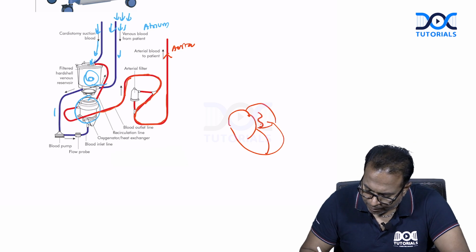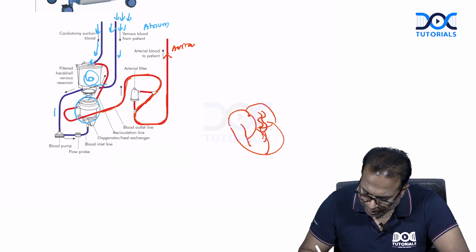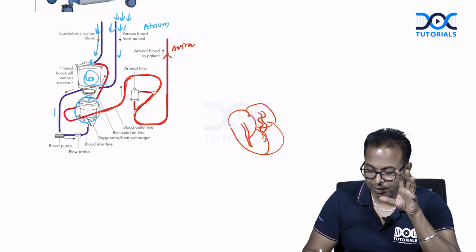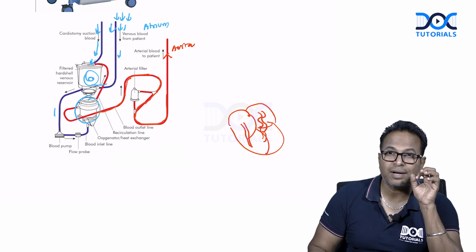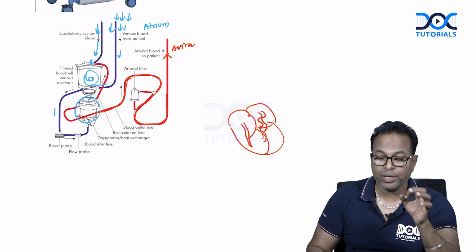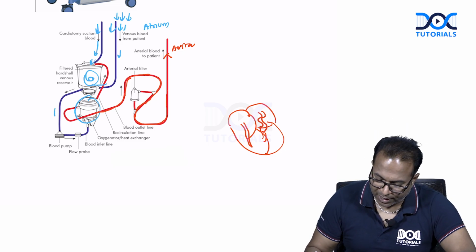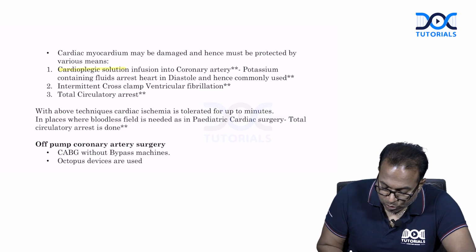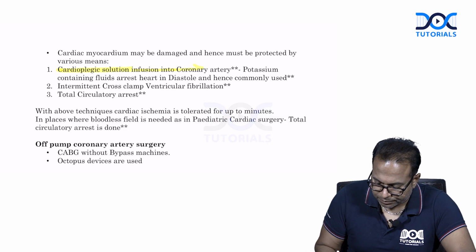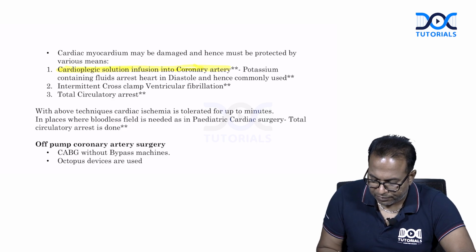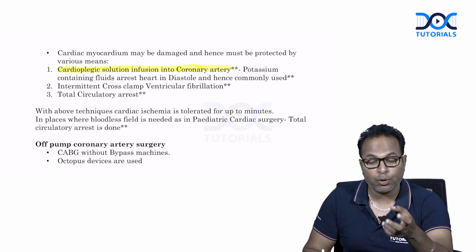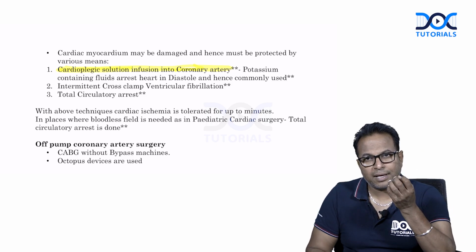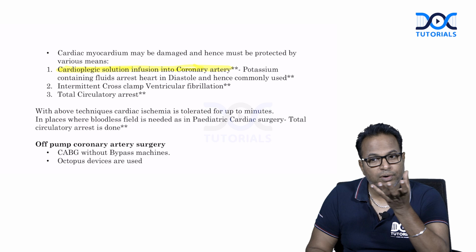The heart has myocardial vessels. What will happen to this myocardium? What will happen to these arteries? We have to prevent the myocardium from going into necrosis or ischemia during the surgery. So the myocardium may be damaged and hence must be protected by cardioplegic solution into the coronary artery. Potassium-containing fluids are infused into the coronary vessels, and that makes the heart arrested in diastole and helps to maintain the myocardium for a few minutes.